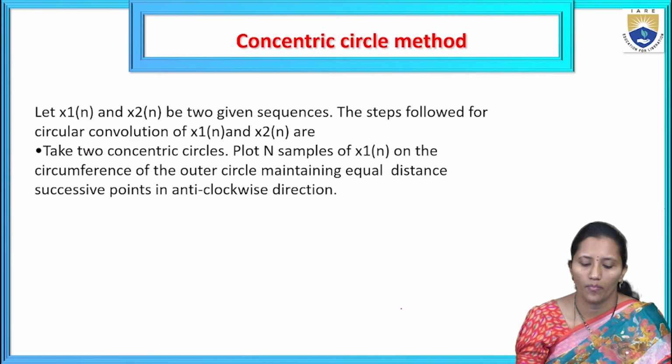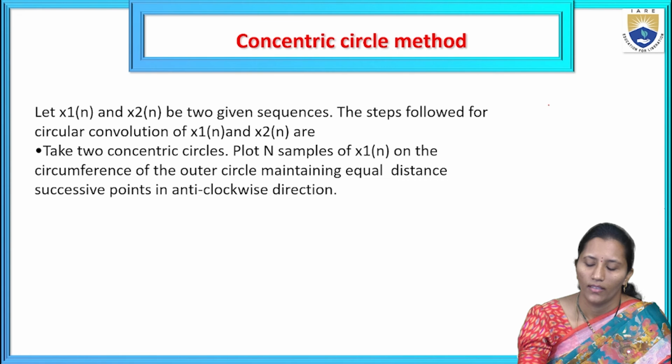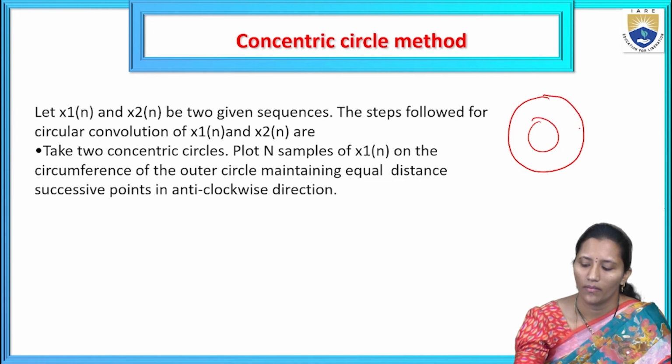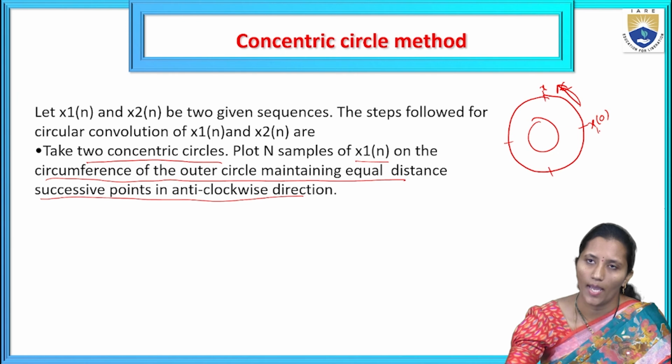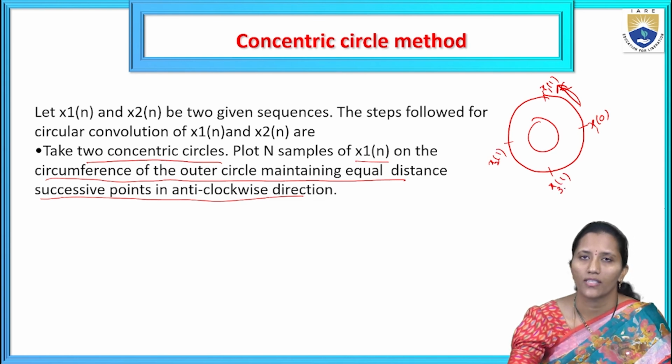So in the concentric circle method, first we have to take the two sequences, x1 of n and x2 of n. First we have to draw two circles like this. If I have 4 samples in the first sequence, represent them in the anti-clockwise direction. Take two concentric circles and plot the samples of x1 of n on the circumference of the outer circle, maintaining equal successive points in the anti-clockwise direction. So I am representing x1 of 0, x1 of 1, x1 of 2 and x1 of 3. This is the first step.